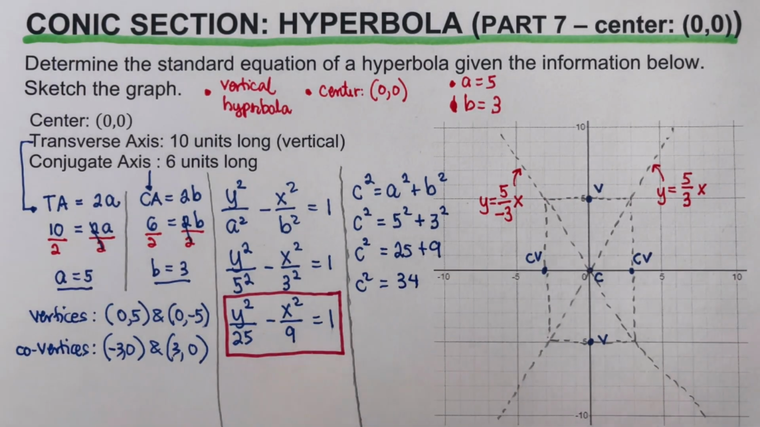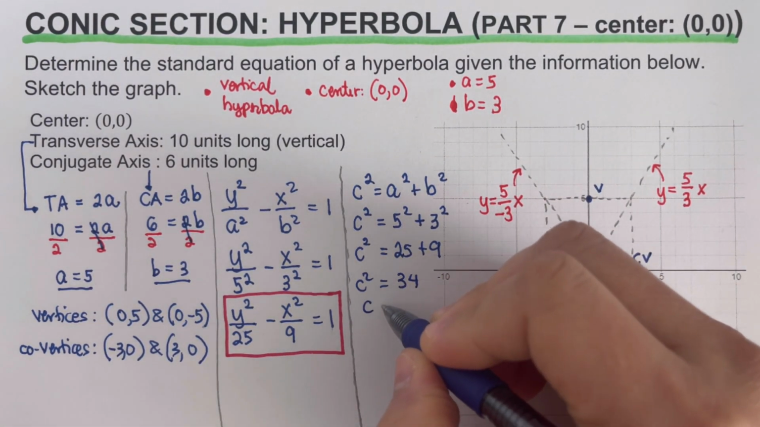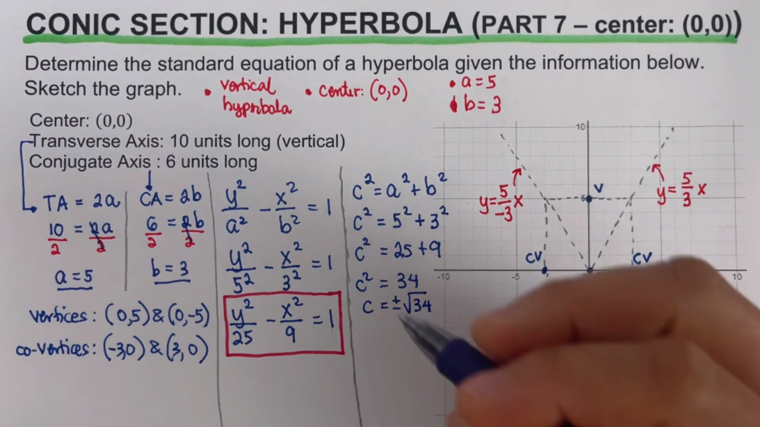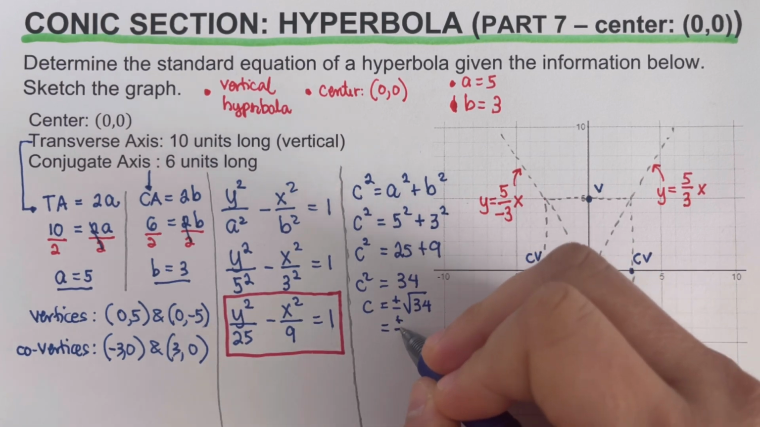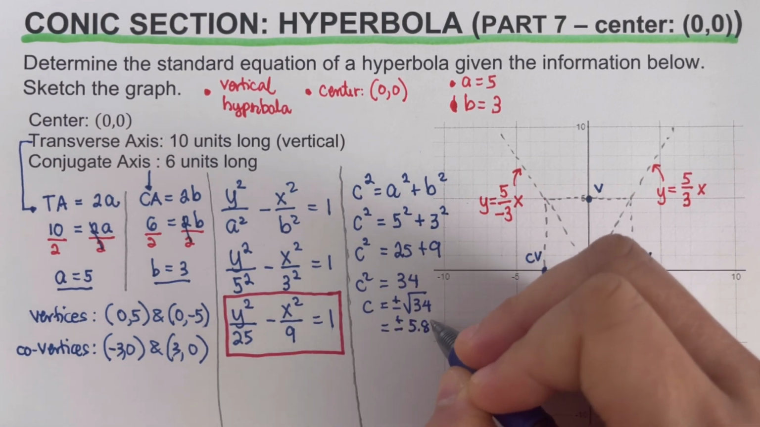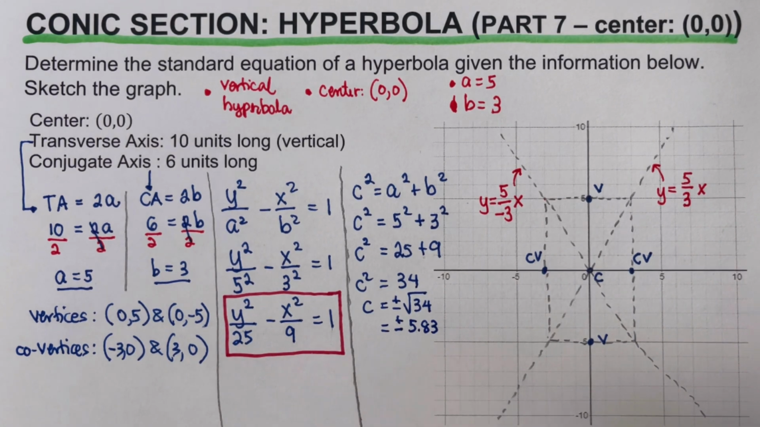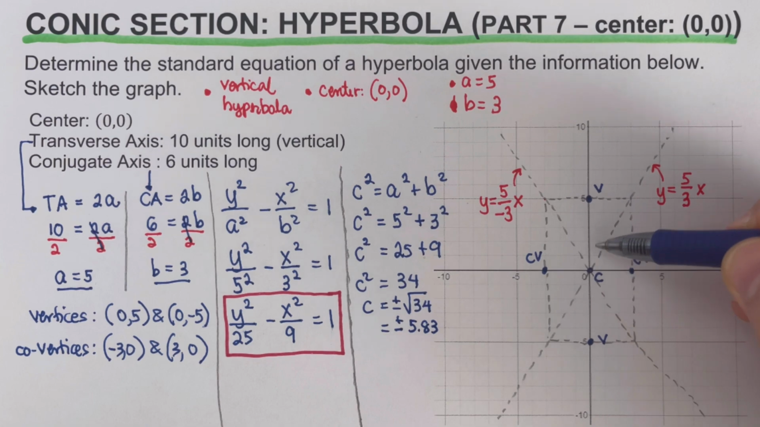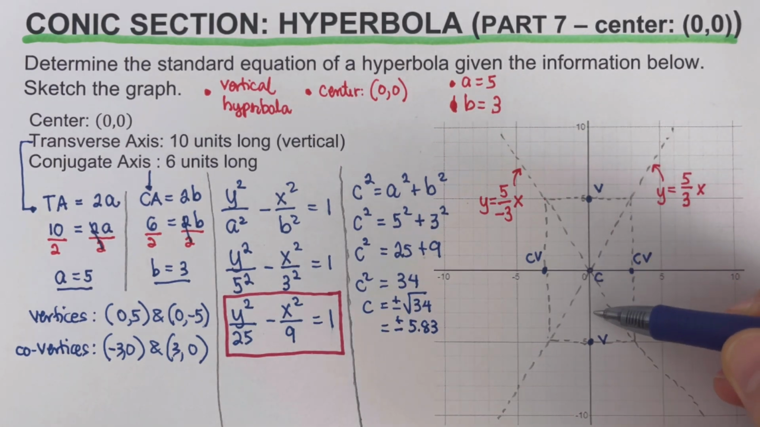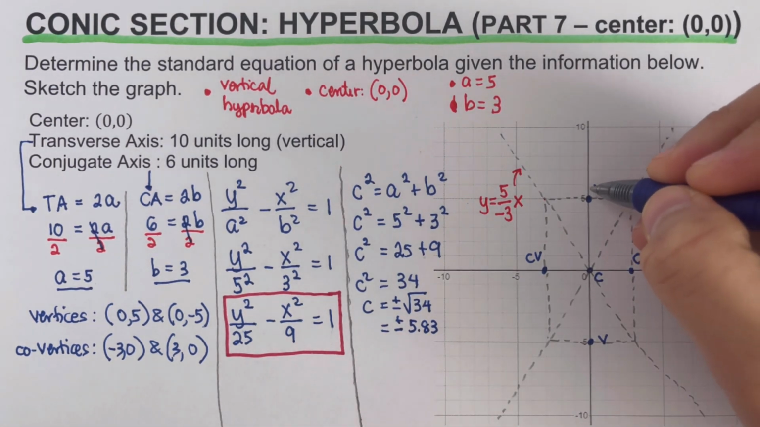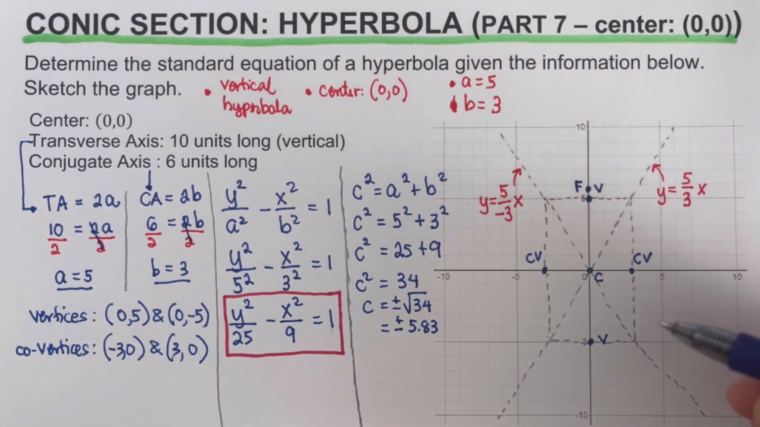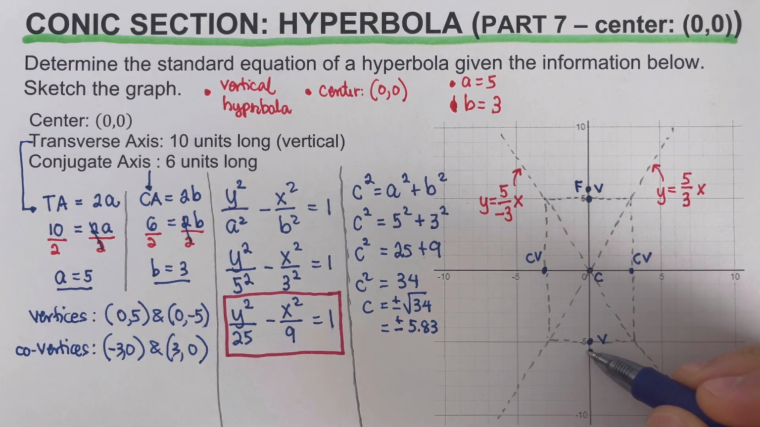We wanted the c, so we're going to square root both sides. So this comes out c is equal to plus minus square root of 34. Or roughly this is plus minus 5.83. What does it mean? So we go up, since this is an example of a vertical hyperbola, so we go up 5.83 and we go down 5.83. So this is 5.83, should be somewhere around here. So this is our first focus, and the other focus would be 5.83 down. So this is the second focus.